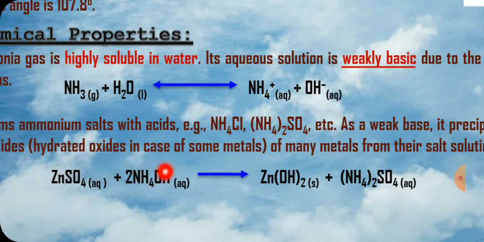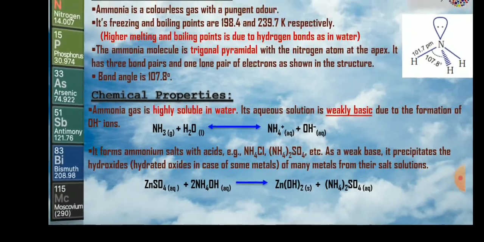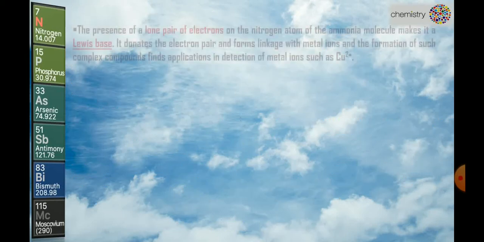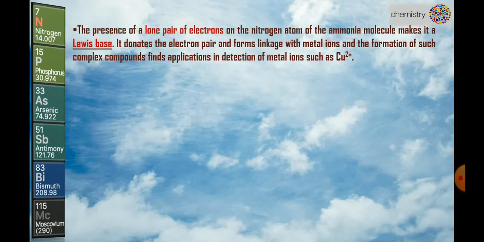ZnSO4 plus 2NH4OH forms Zn(OH)2 and ammonium sulfate. That is, ammonium hydroxide precipitates zinc salt solution in the form of zinc hydroxide, a white colored precipitate. So what did we say? It precipitates the hydroxides of many metals from their salt solution. This equation is one example. Another example is when ferric chloride is treated with ammonium hydroxide, it forms a ferric hydroxide precipitate along with ammonium chloride.